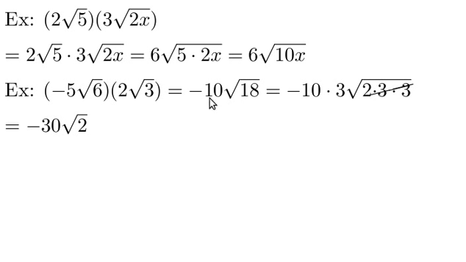Remember that once you're done multiplying, see if you can simplify further. In the previous case, we couldn't simplify it further because you're going to have 2 times 5, and there are no pairs there. But in this case, in 18, we had a pair of 3's that we could pull out to the front. So we have negative 30 times root 2. Okay, let's go on to another example.